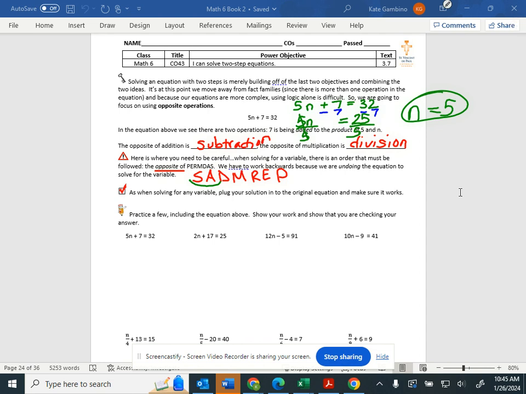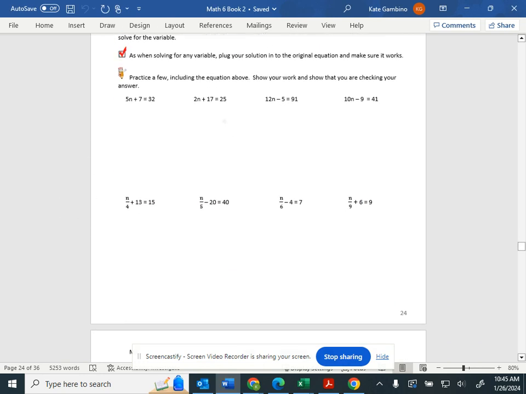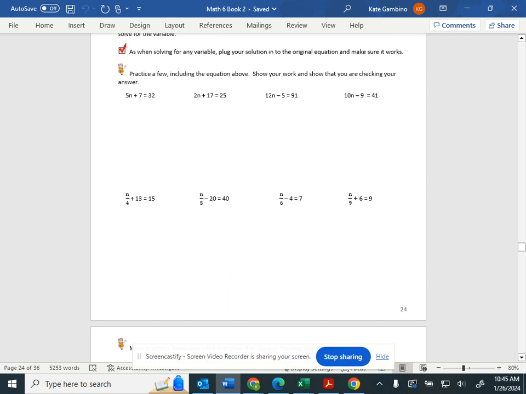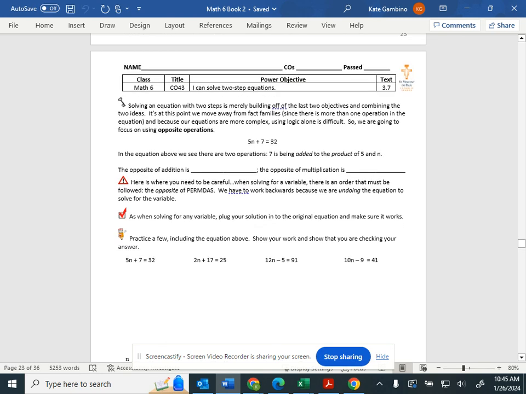So let's do some work together. Remembering that SADMERP, we always do that adding or subtracting before we multiply or divide. As when solving any variable, plug your solution in. Oh, we forgot to double check to make sure it works.